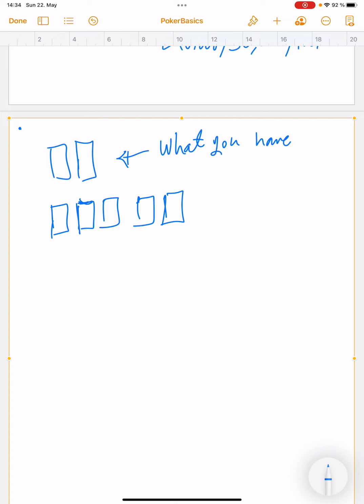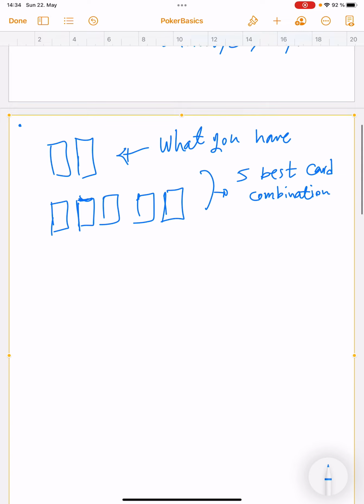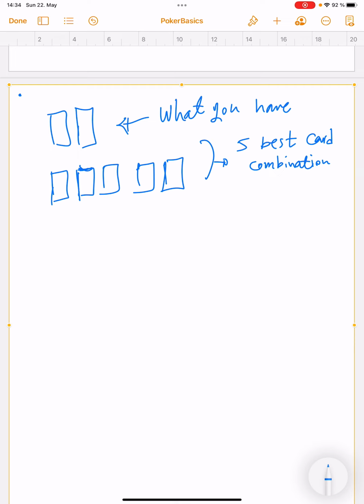the background, you basically need to make the 5 best card combinations. What does that mean? It means that in total there will be 7 cards, 2 at your hand, 5 in the background. The background is shared between everyone, and your cards are completely personal. So you have 2 cards, 5 cards in the background, it will be 7 cards, but you need to select out of those 7 cards 5 cards only to make the best combination.